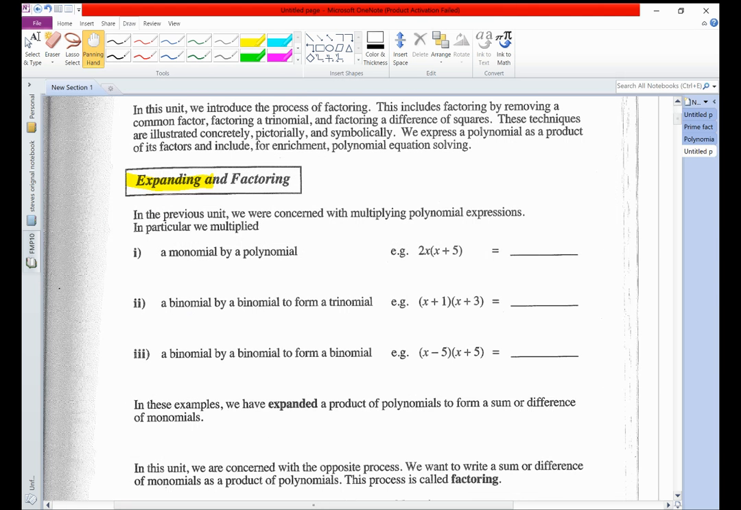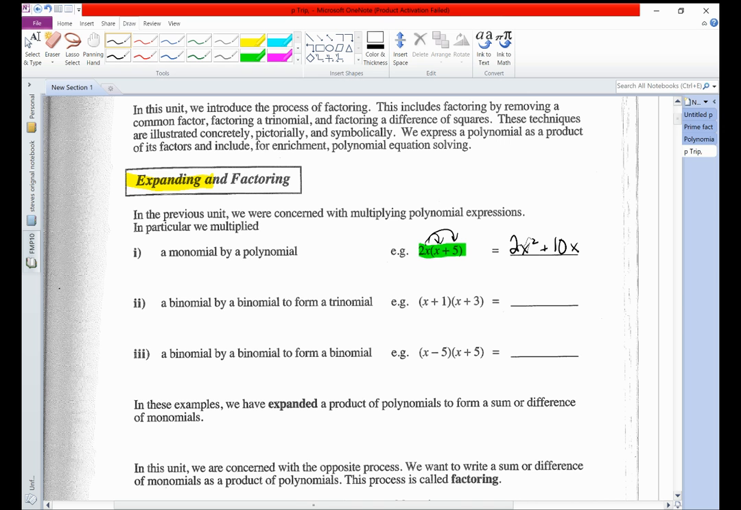So in the last unit, we looked at expansion. The example they start with here is 2x multiplied by x plus 5. So you remember that 2x multiplies by both terms in the bracket, and 2x multiplied by x is 2x squared, and 2x multiplied by 5 is plus 10x.